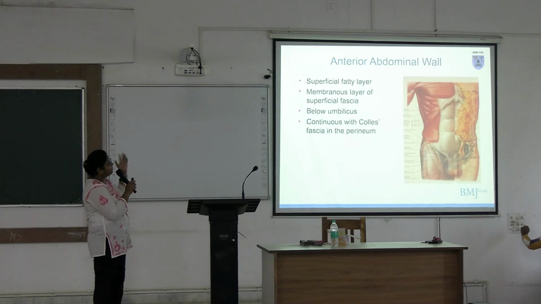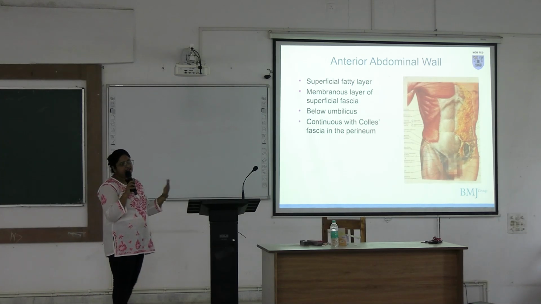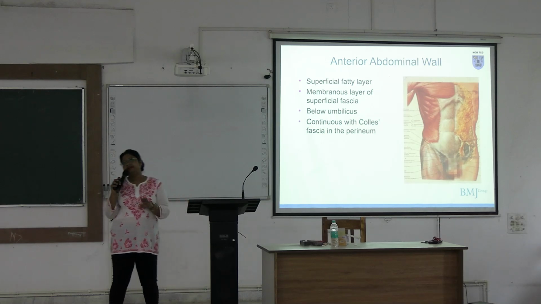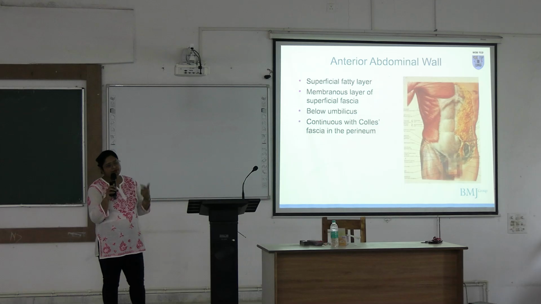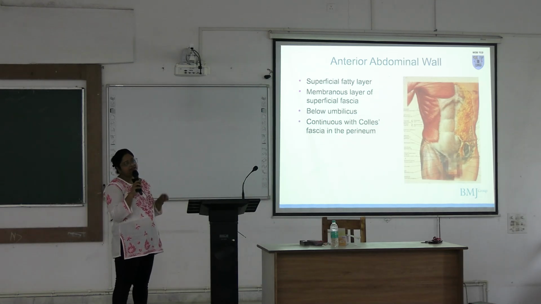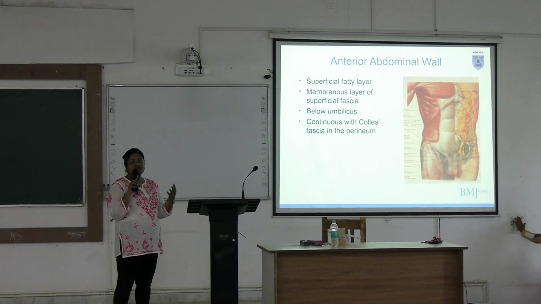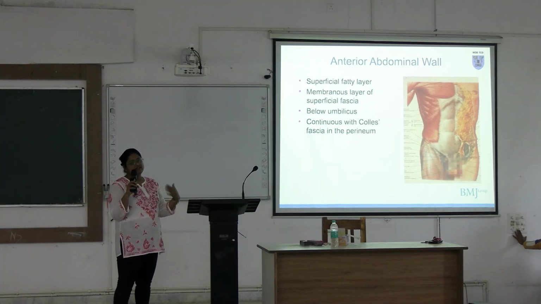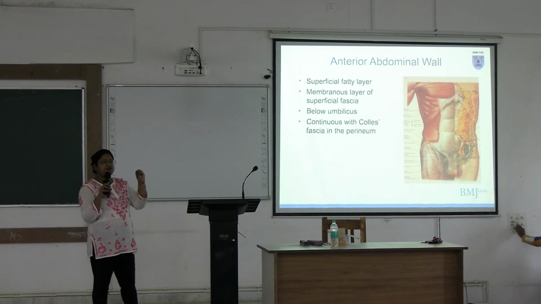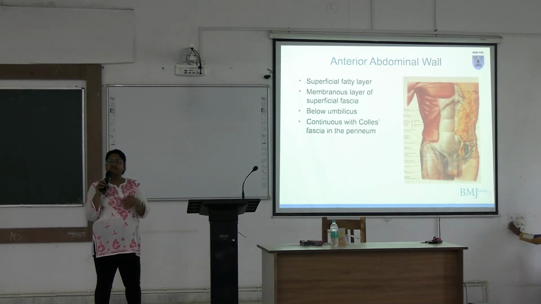So, what will we get during dissection of the abdomen? First, there is skin. After reflecting the skin, you will get the superficial fascia. In the superficial fascia, you will get two layers: fascia of Camper, that is the fatty layer, which is superficial, and fascia of Scarpa, that is the membranous layer. These two together form the superficial fascia here. And in the abdomen, deep fascia is absent.